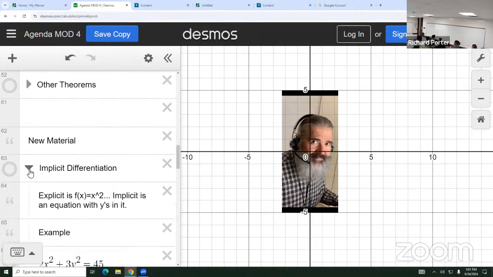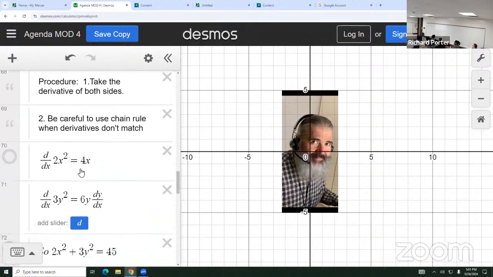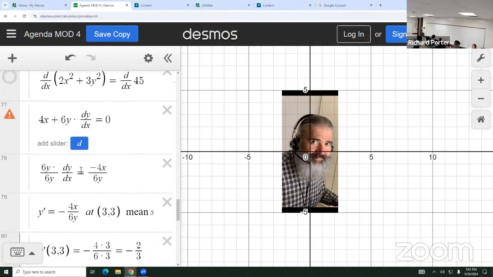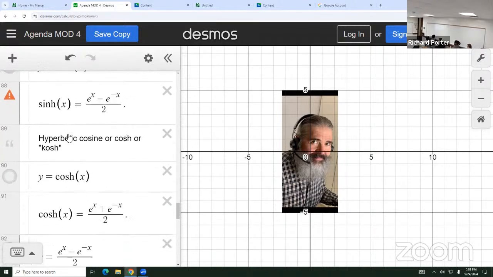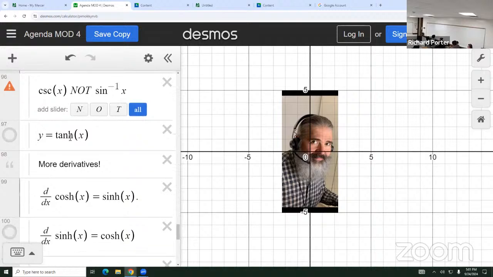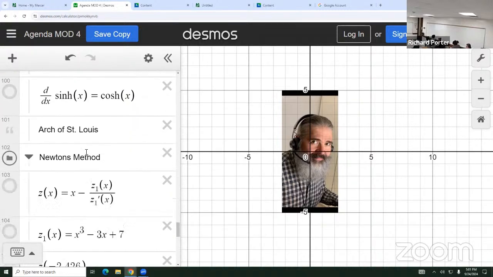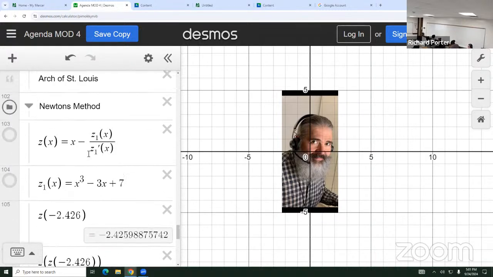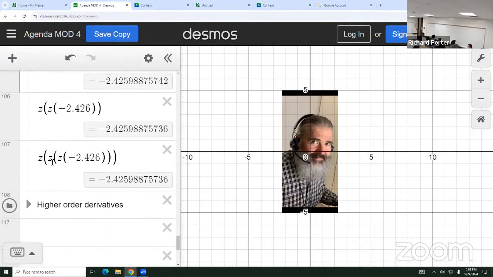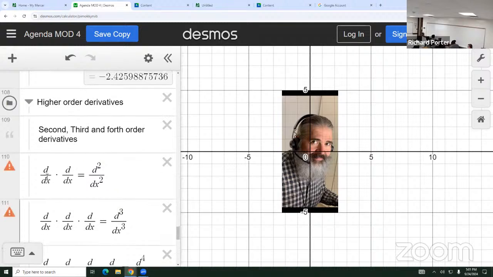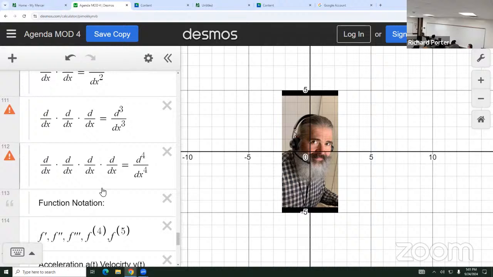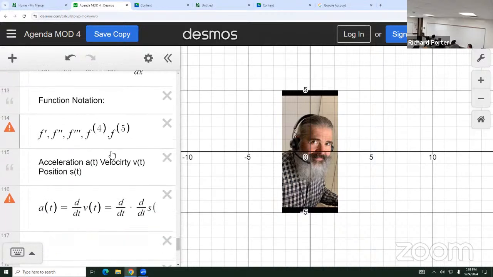This is differentiation. I did the implicit differentiation stuff. I did the hyperbolic functions. Newton's method. We did. Oh yeah, see there. I did the Z thing. Higher order derivatives are just first derivative done twice would be the second derivative, third derivative, fourth derivative. Do more of those next time.